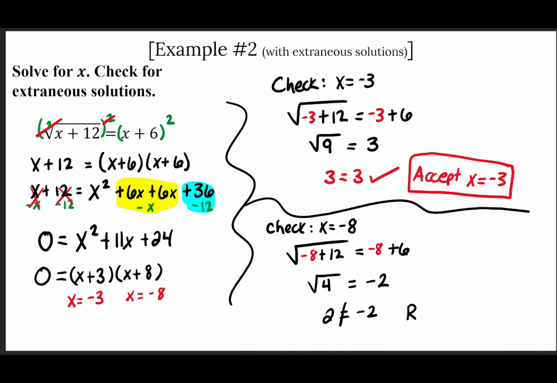I'm going to say reject x equals negative 8. And I'm not going to box that one up because I don't want to accidentally think that's an answer. The only valid answer that comes out of this is x equals negative 3. It just appears that negative 8 was an answer when we did our work.